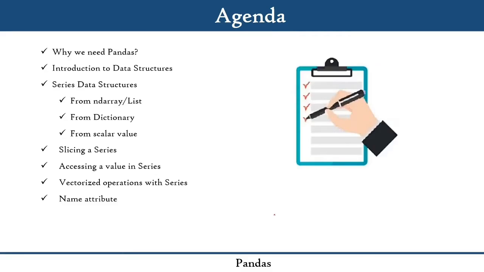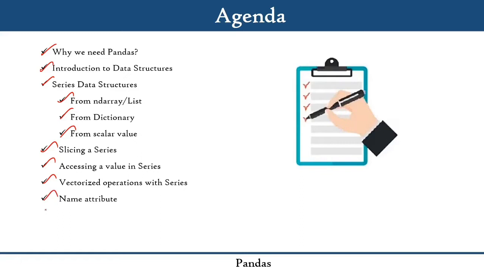In the agenda, first we discuss why we need Pandas, then an introduction to data structure, how we can create a series data structure from an ndarray or list, then from a dictionary, then from a scalar value. Then we are going to discuss how we can use slicing in series, then accessing a value in series data. Then we'll see how we can use various vector operations with series data. Finally, we'll discuss how we can include the name attribute in series data.